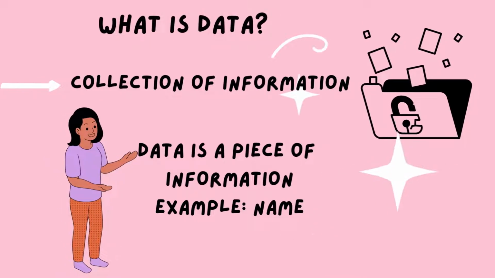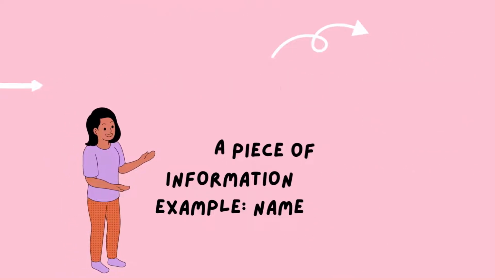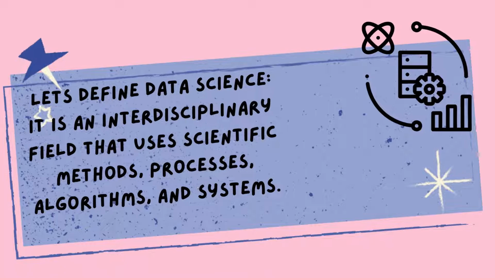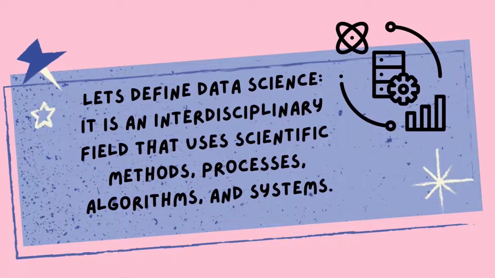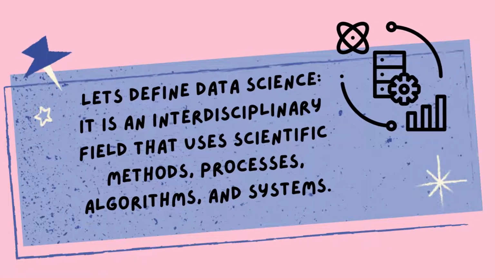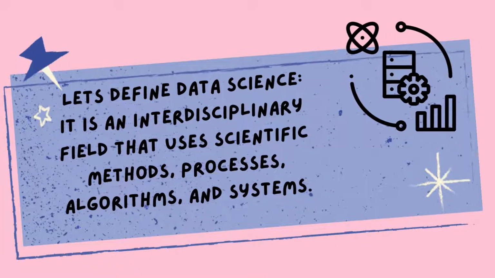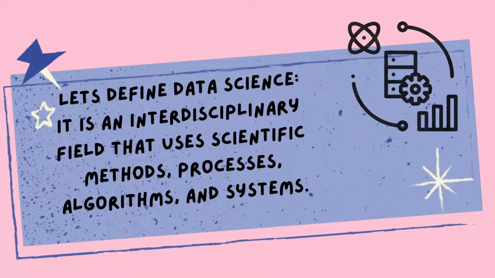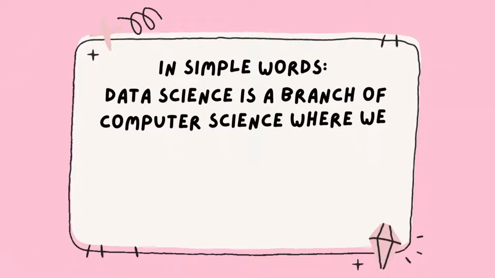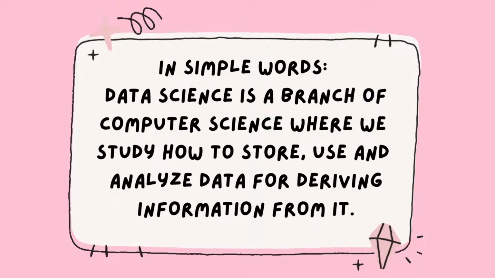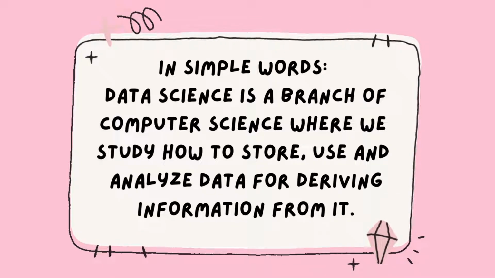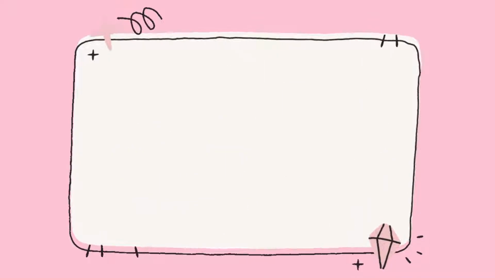Now, let's define what is data science. Data science is an interdisciplinary field that uses scientific methods, processes, algorithms, and systems. In simple words, we can define data science as a branch of computer science where we study how to store, use, and analyze data for deriving information from it.